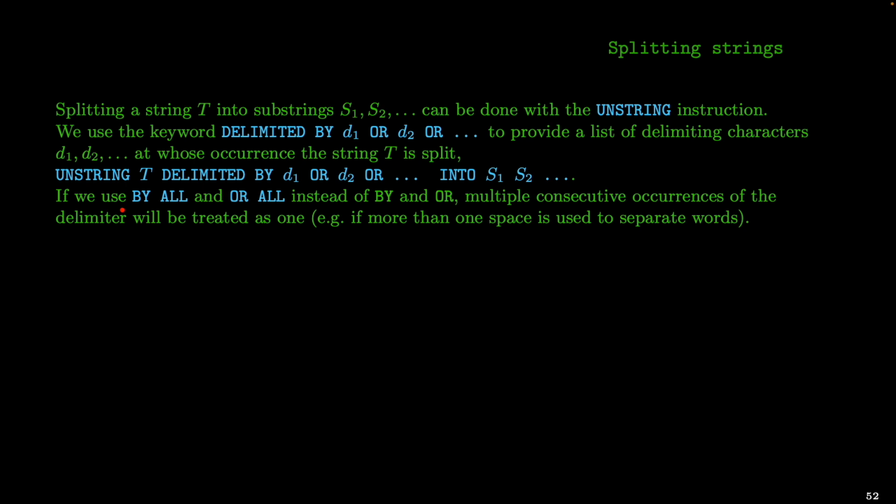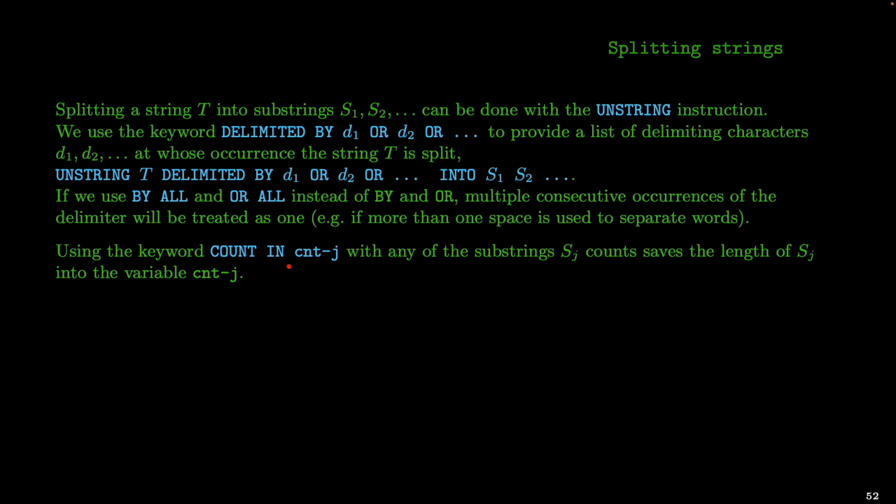We can additionally use by all instead of by, and or all instead of or here, to treat multiple consecutive occurrences of a delimiter as one. For example, if you have a text and you want to split it up into individual words, but several words could be separated by more than one space, then you could use by all and or all to count several occurrences of a space character as just one.